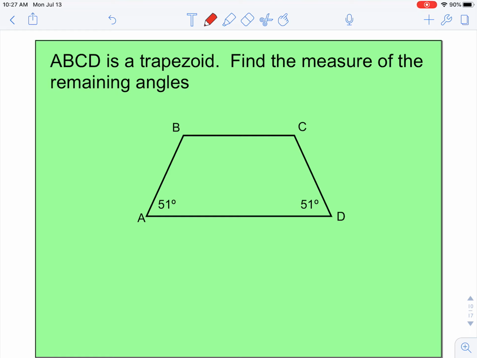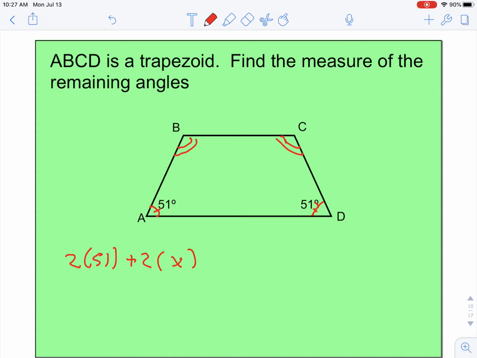Okay, here's another one. ABCD is a trapezoid. Find the measure of the remaining angles. Well, remember, it's a trapezoid, and so we can see right here that the base angles are congruent. So that means these other base angles are also congruent. And we know the sum has to be 360 degrees.